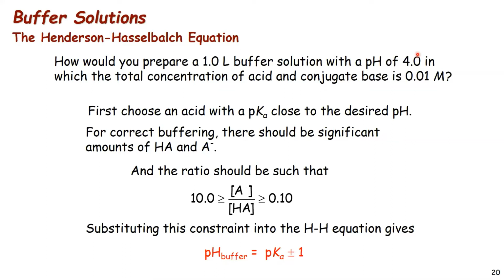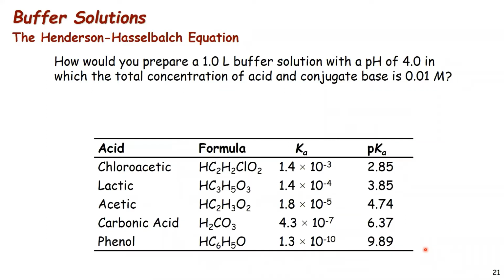So we want a buffer with a pH of 4. I'm going to look in my tables of chemical data. Here's an abbreviated one. The Kas are given, and I believe I give you the pKas in the tables of chemical data. Let me confirm that real quick. I do. I give you the pKas in the tables of chemical data, so you don't even have to go through and figure them out. Okay? And so basically, what acids could we use? And I want all of them. What would be all the acids that we could use?